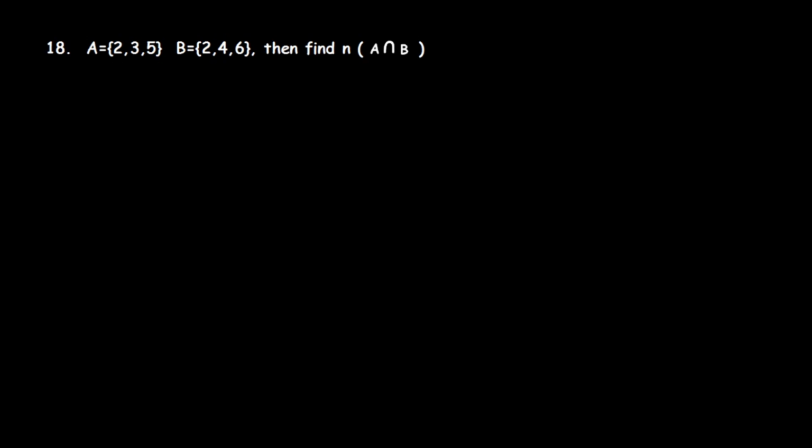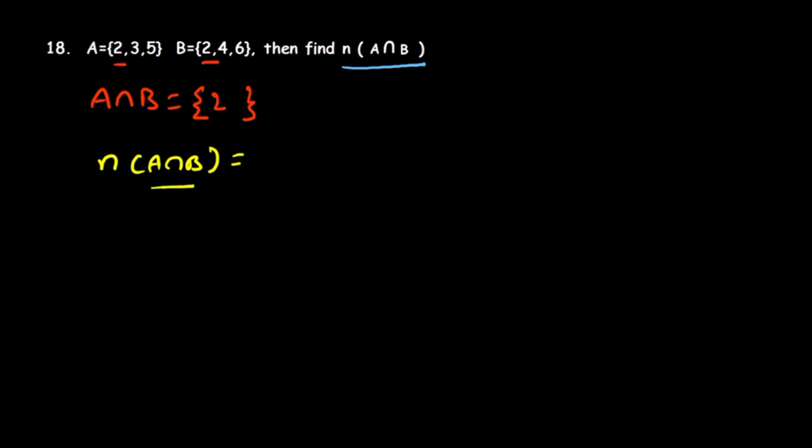Yes, it's a very interesting question. Generally in this question many students make a mistake. Why? Because the question asks here n of A intersection B. So what is A intersection B actually? Generally we write A intersection B to mean the common element between set A and set B, right? What is the common element in both sets? 2 is a common element, right? That is A intersection B. But the question asks here n of A intersection B. That means the number of elements in this set, that is we have only one element, so 1 is the answer for this question.